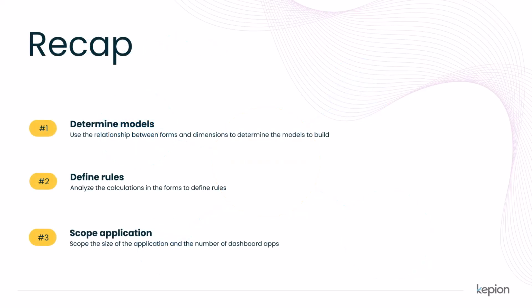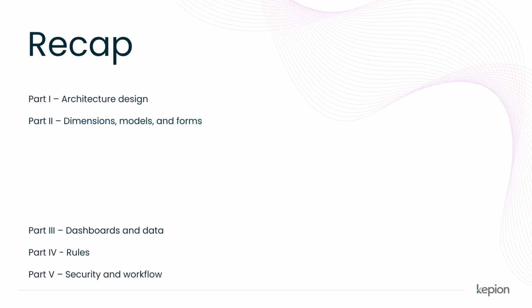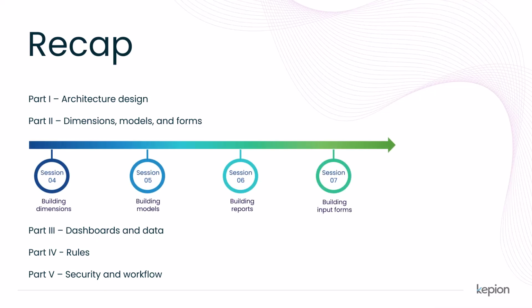In this session, we used the relationships between our forms and dimensions to determine how many models to build. Then we analyzed the calculations in our forms to determine the rules we'll need to configure. And lastly, we scoped the workflow of our application down to a single dashboard app. This brings us to the end of the architecture design process. In part 2 of this series, we'll begin the actual process of building and implementing the dimensions, models, and forms we outlined using Kepion.